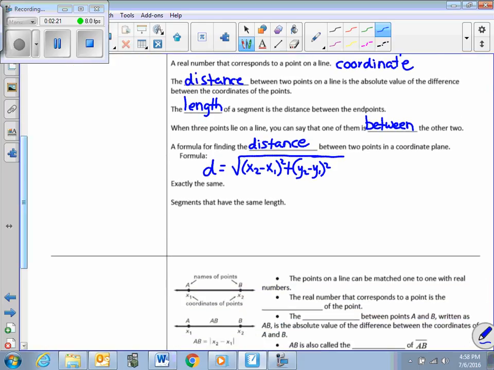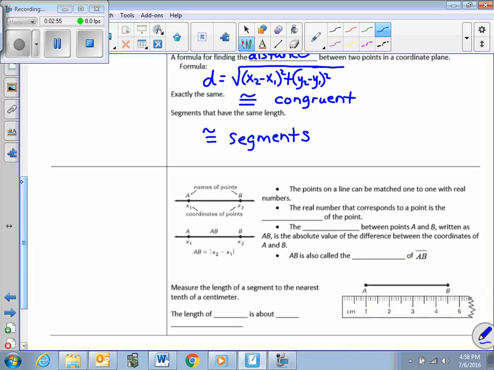Okay, and if we want to talk about two segments that are exactly the same length, then we can say that those two segments are also congruent. Two segments that are the same length are congruent. Segments that have the same length, I'm just going to say congruent segments.